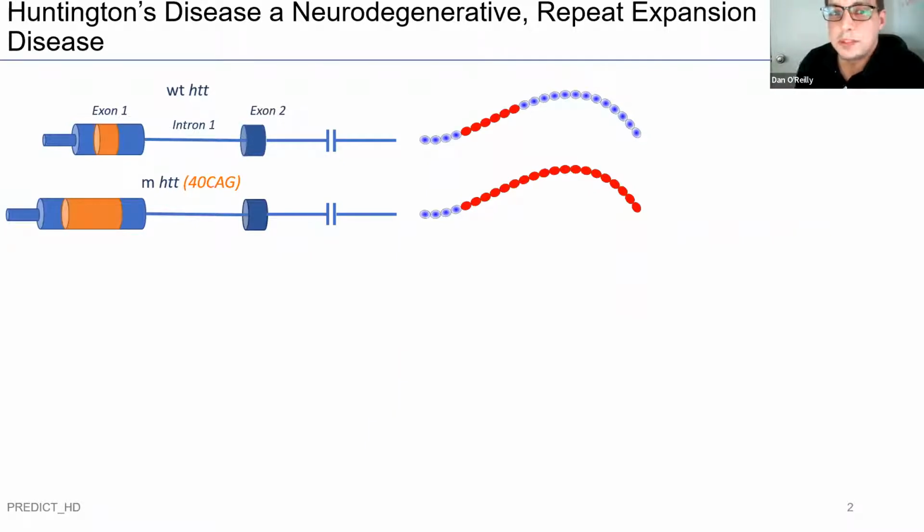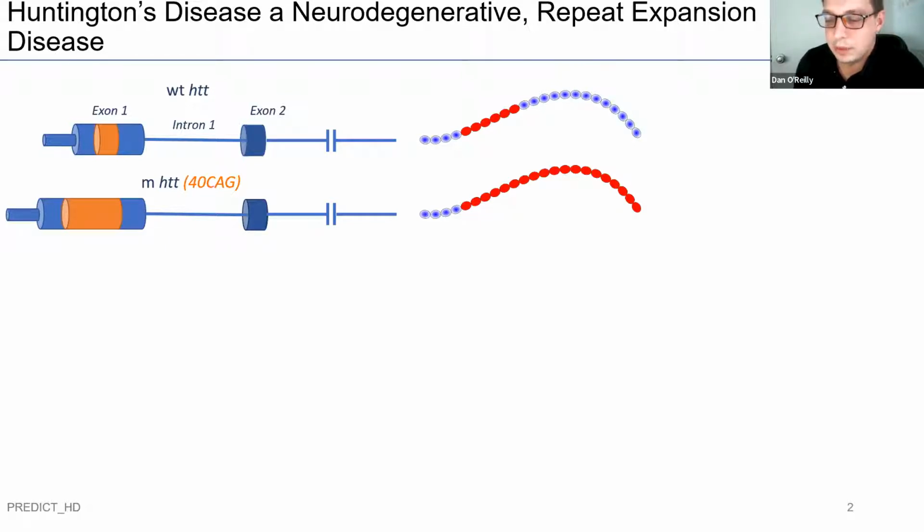Just to give everyone a brief background on Huntington's disease, it's a rare neurodegenerative disease that's caused by an expansion of the CAG repeat tract in the Huntington gene. Basically, if you have less than 40 repeats, you will not have Huntington's disease. But if you have anything greater than 40, you will get Huntington's disease.